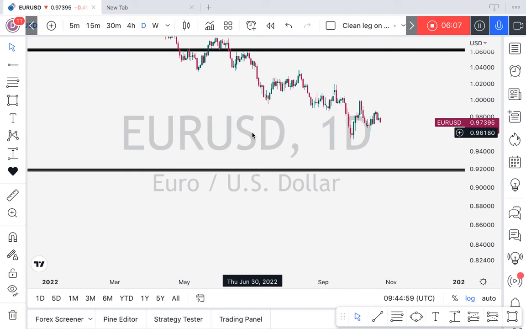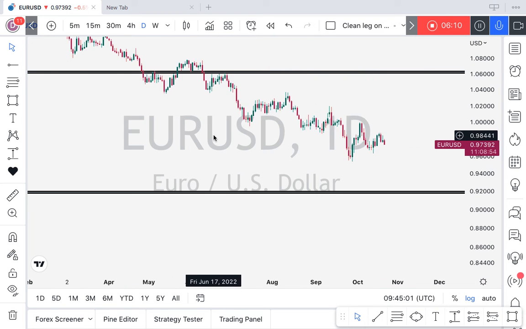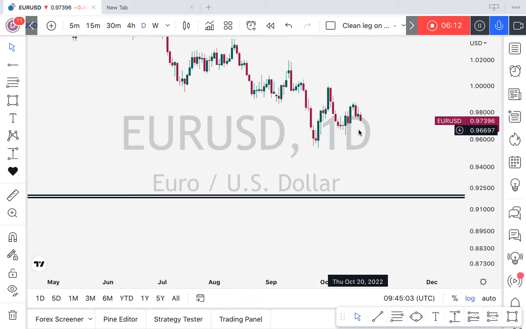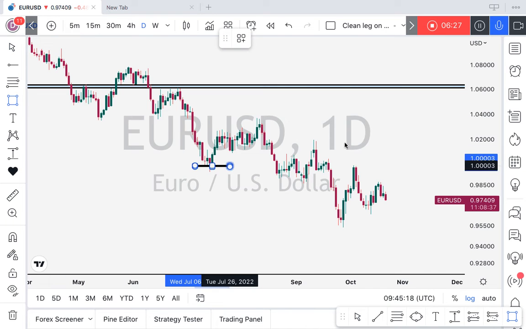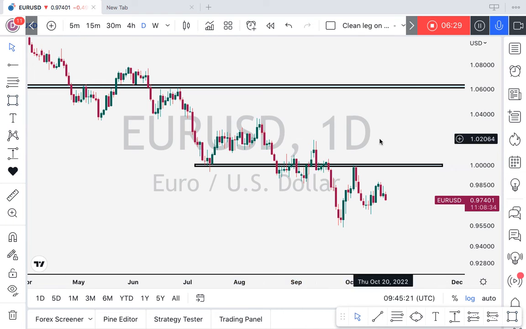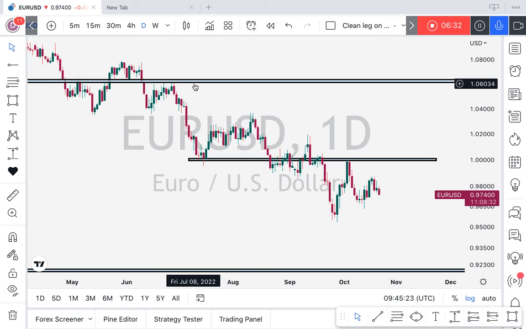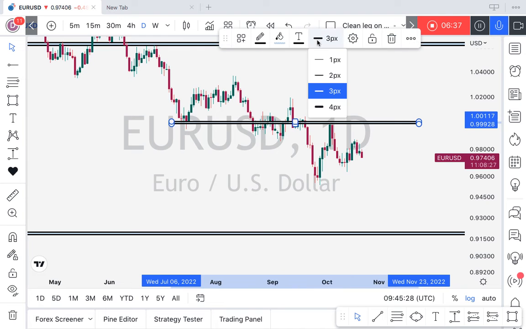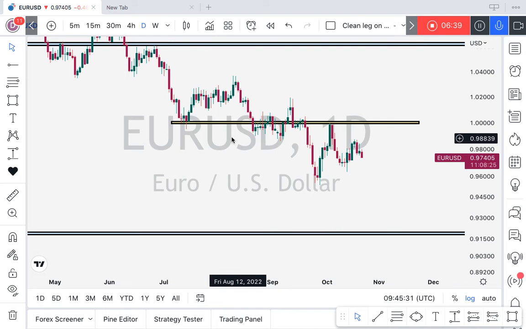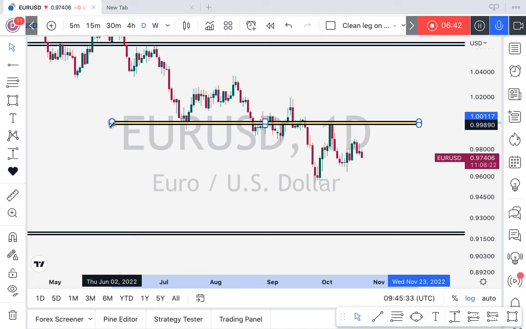Okay, so now if you like to come to the daily and also mark out potential levels, why not? It's all for your own good. So you could still come in here. However, these are your major levels. This is the major. This is the major. And then all these ones are just the minor levels. So you can actually make that a different color entirely.